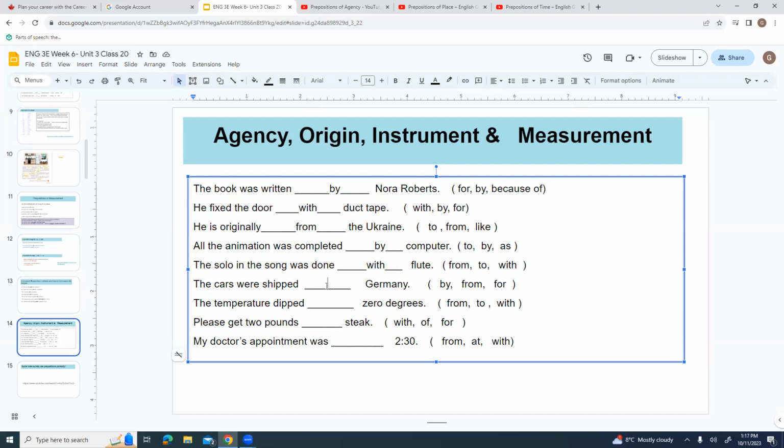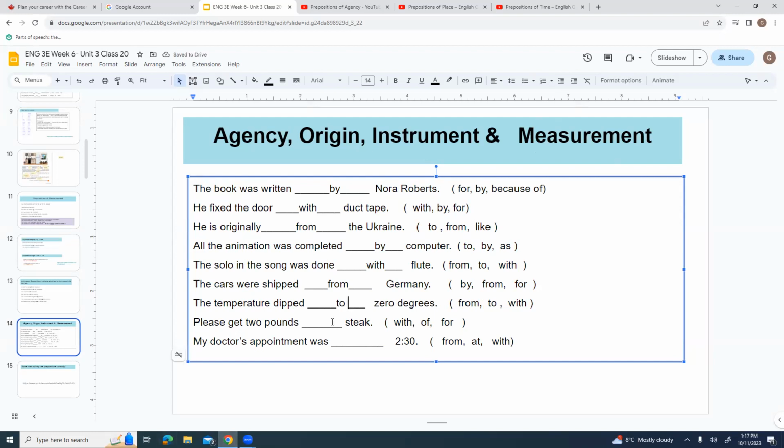The cars were shipped something Germany. Well, origin, right away you can see it's the one about from, right? The moment you start seeing countries, you're looking at origin most of the time. The temperature dipped something 0 degrees, from 0 degrees. Now, that would be possible if you're talking about now it's lower, to 0 degrees, or with 0 degrees. So I would say to, and here's a preposition of measurement here.